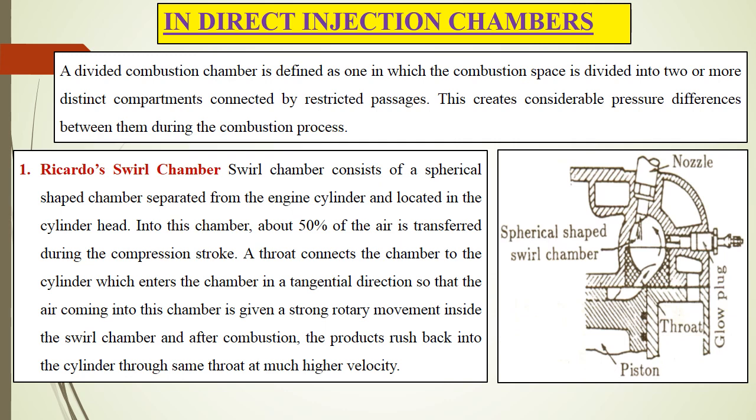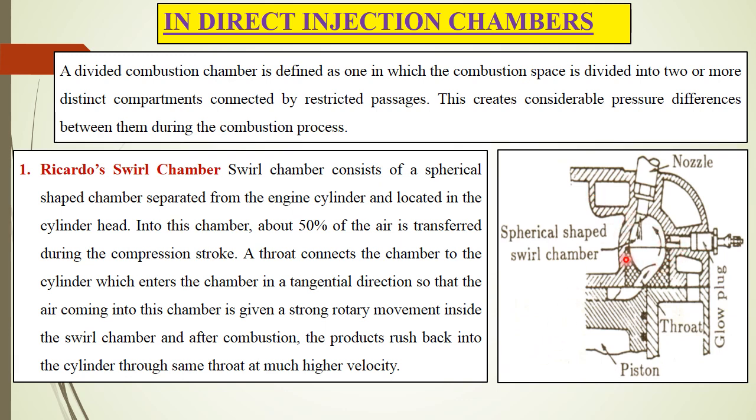In an open combustion chamber, the entire combustion chamber is located in the engine cylinder itself. But in an indirect or divided combustion chamber, the combustion space is divided into two or more compartments, and this creates a considerable pressure difference between them during the combustion process. Accordingly, there are three types we have to discuss. First, we will discuss the Ricardo swirl chamber.